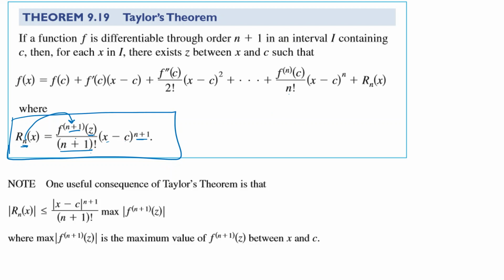All right, now, what is the z thing? Well, the z is just the value that maximizes the derivative. Usually we say between x and c, but oftentimes we'll just say whatever's easiest. Sometimes we'll just use 1. All right, so one useful consequence is that the error is always less than the absolute value of x minus c to the n plus 1 over n plus 1 factorial times the maximum value of the derivative at z. All right, so that's what we end up getting from that.